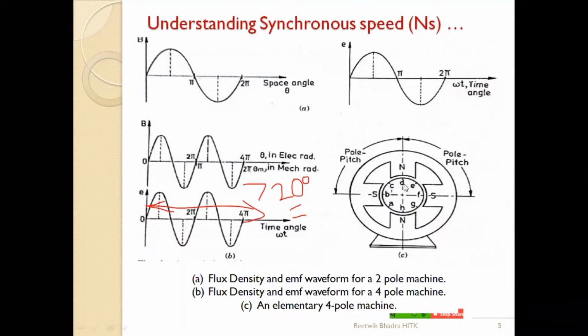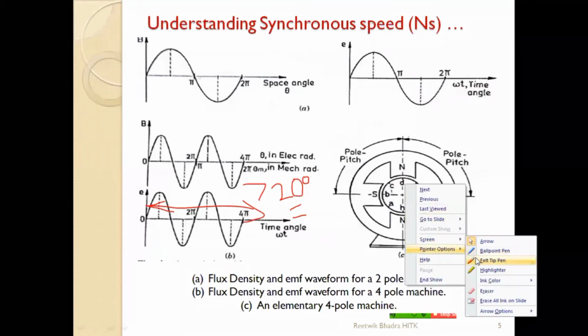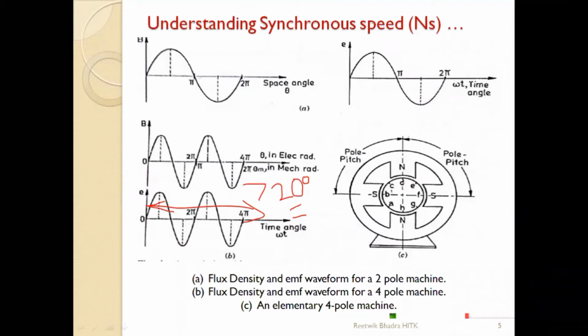So now what we have studied is I have moved from D back to D. So this is one circular rotation, that is 360 degrees. So this is 720 electrical degrees is equal to 360 degrees, which is mechanical degrees. Mechanical degrees. So how will you equate this? 720 is equal to 360.